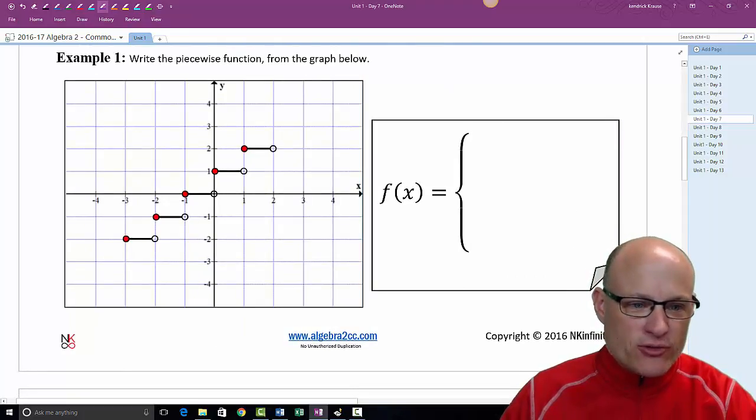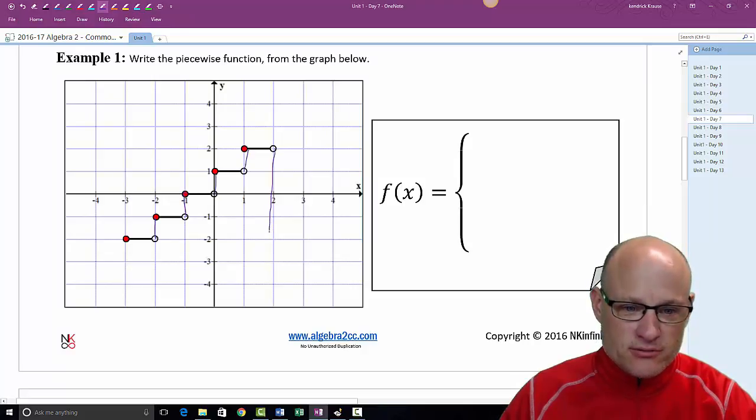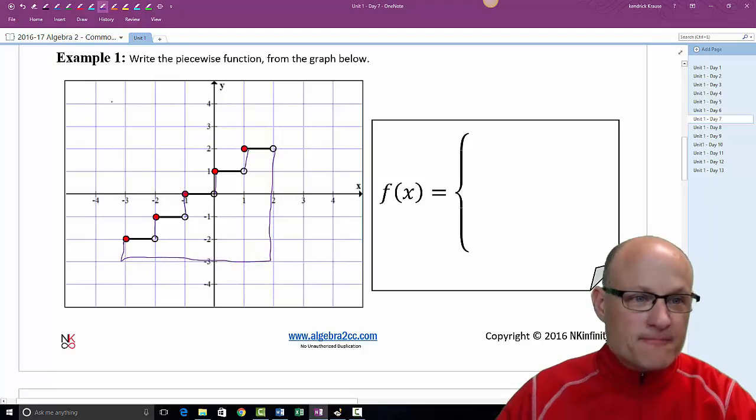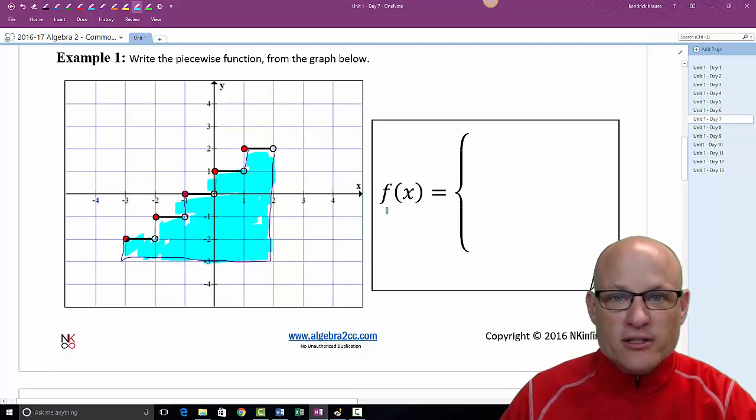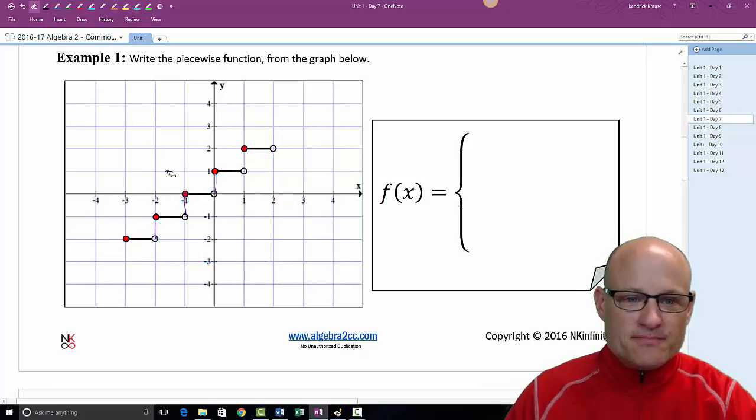Like if I was to draw and fill this all in. Yes, don't those look like stairs? They look like stairs, don't they? So that's a step function.